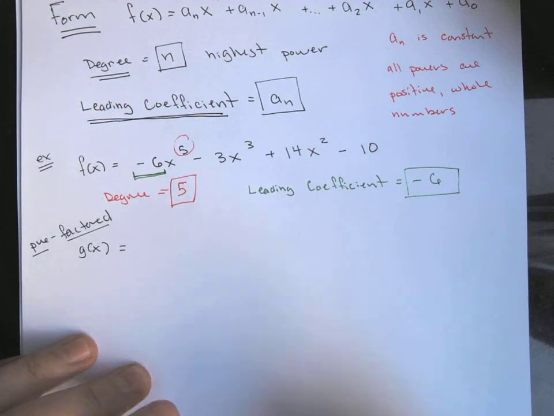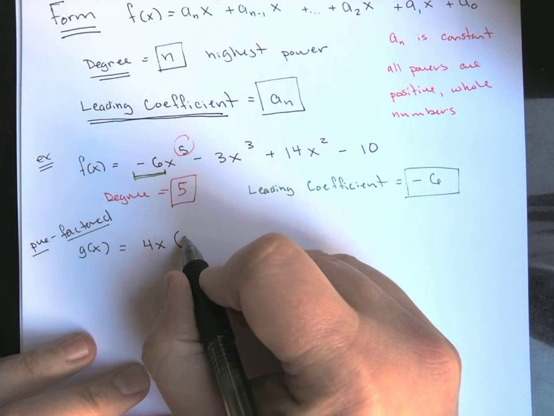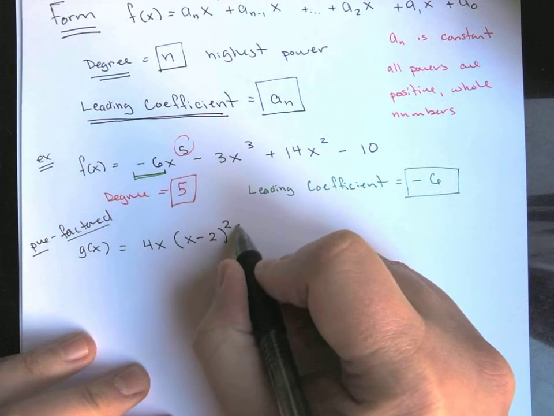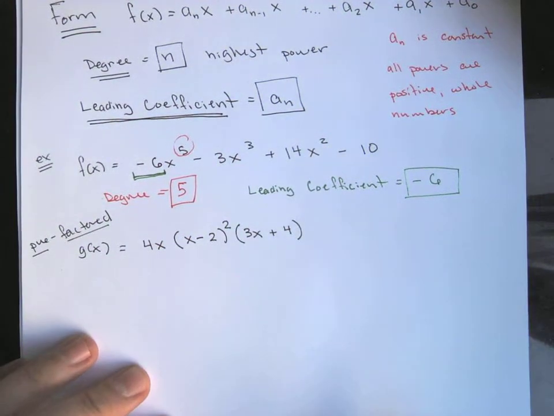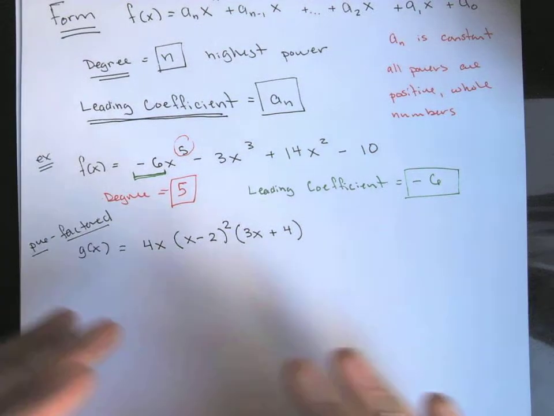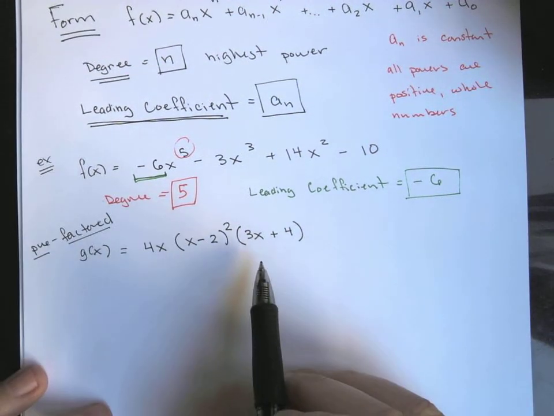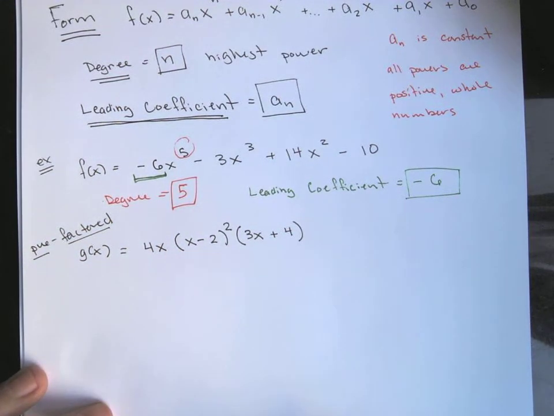If you have something prefactored, for example, 4x times x minus 2 squared, and then times 3x plus 4, so maybe we have a polynomial that's factored already. Instead of being expanded out into its long form, it's condensed down into its factored form. So it's a product of these smaller polynomials. Again, the factored form can be really useful. The one thing it doesn't give us as easily is the degree, and it doesn't tell us the leading coefficient.